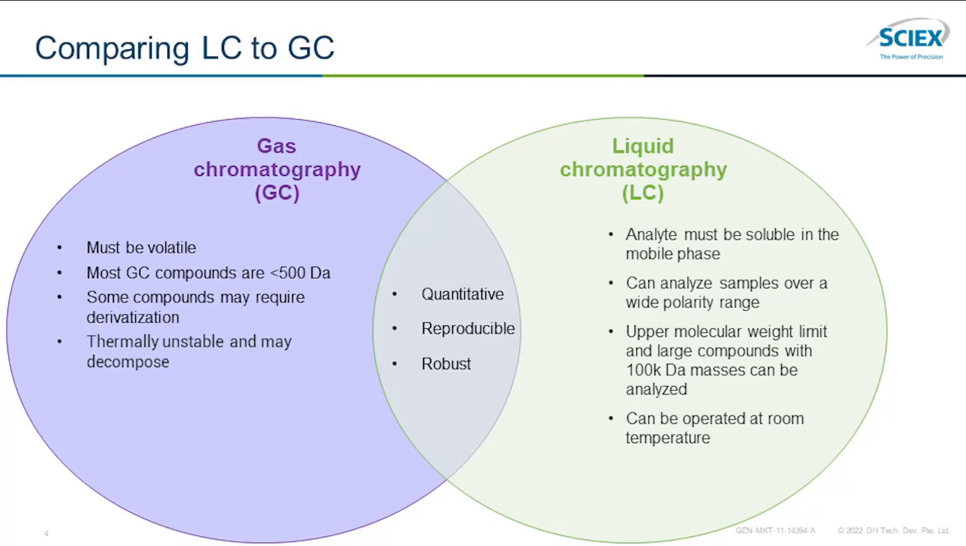Additionally, we're going to be looking at some larger compounds. For the most part, traditional GC compounds are usually under 500 Daltons, whereas using LC, we can analyze up to 100,000 Daltons. So it's a wider mass range, but regardless, both are quantitative, both are reproducible, and both are robust.